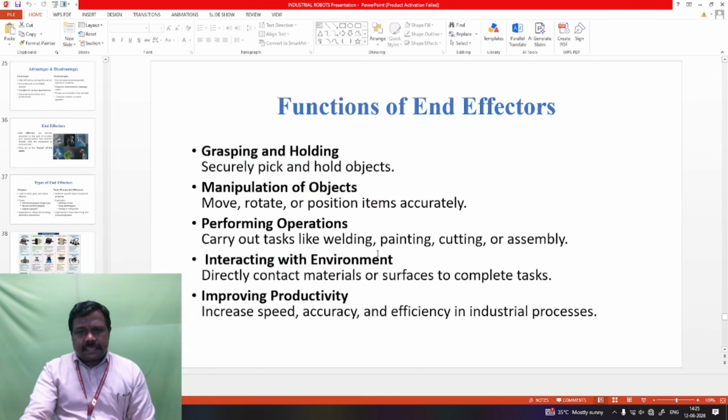The next slide is the functions of end effector. Functions of end effector: grasping and holding, securely picking and holding objects. Manipulation of objects: move, rotate or position items accurately. Performing operations: carry out tasks like welding, painting, cutting or assembly. Interacting with the environment: directly contact material or surface to complete a task. Improving productivity: increase speed, accuracy and efficiency in industrial robots.